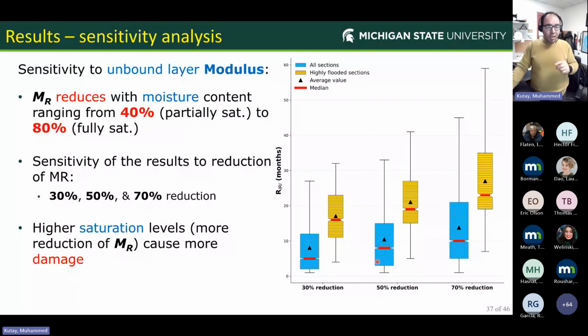So that's why the model is quite sensitive to the amount of reduction, and when we have more data in terms of lab studies and everything, you can actually have more accurate models to predict this amount of reduction in the resilient modulus.